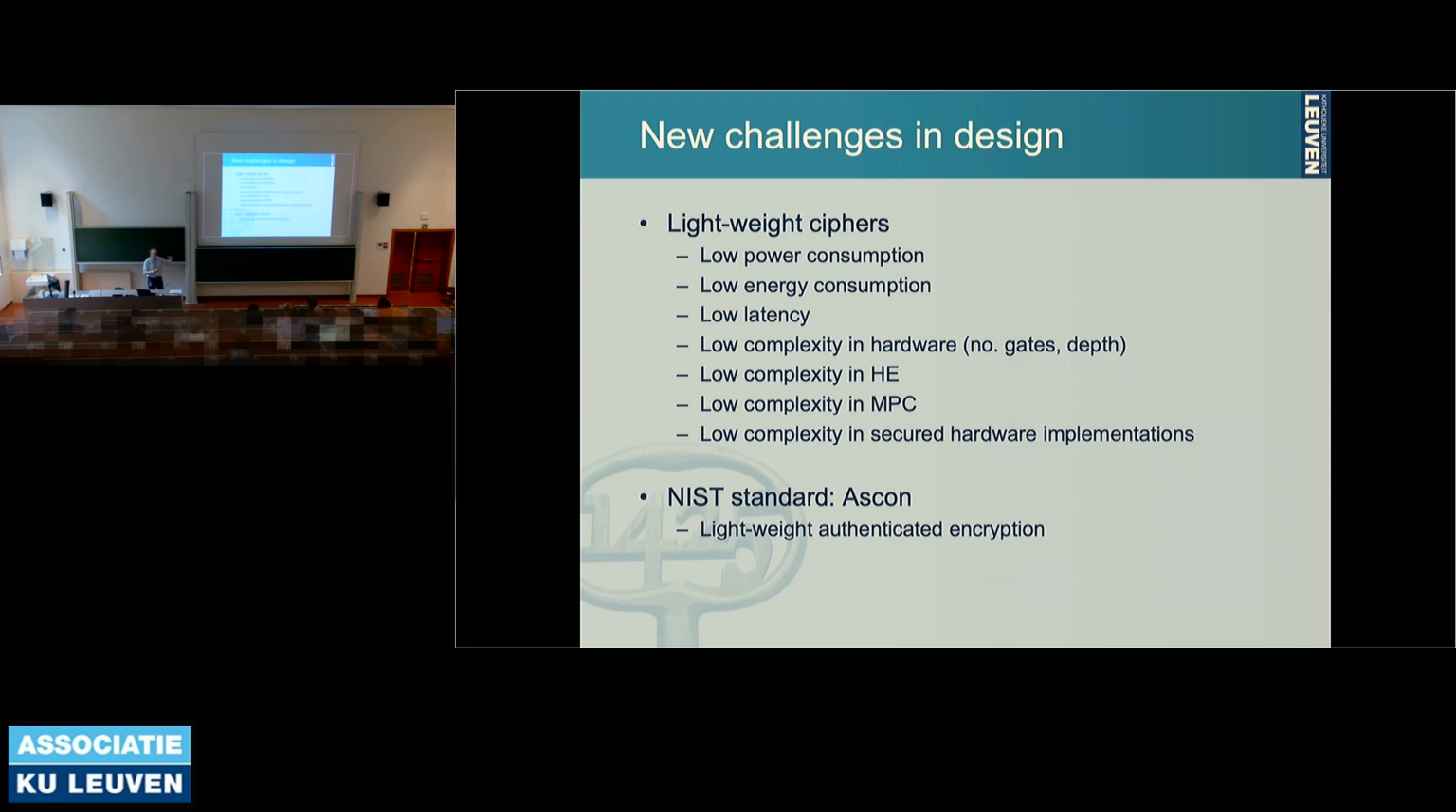Sometimes we want to do a block cipher in homomorphic encryption, and then our metric for complexity changes, so then we want other designs maybe, or in multi-party computation. I believe you will also learn about that by the end of the week. Or low complexity in secured hardware implementations. So if hardware needs to be hardened against side channel attacks, it again adds complexity depending on how you design the block cipher, which again leads to other constructions. That's it.